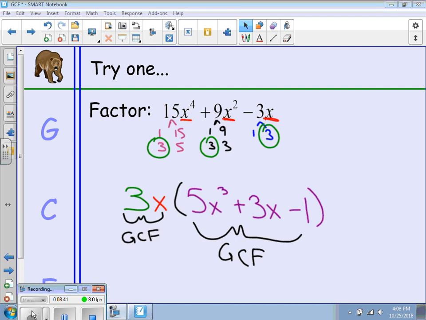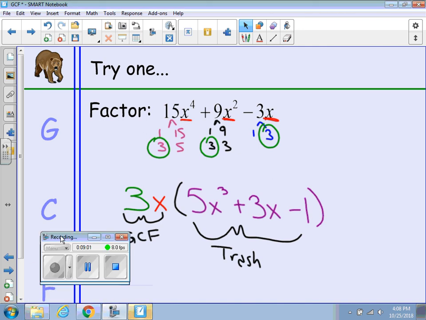Hopefully you're able to figure out the problem. Notice my GCF should have been 3x, and my trash, not my GCF, that's labeled again, my trash should have been 5x cubed plus 3x minus 1. So there is my fully factored form for now, and we'll talk more about how to go further with factoring next class.